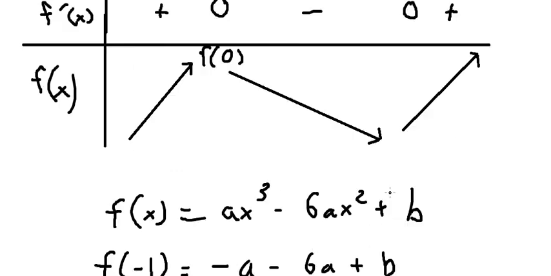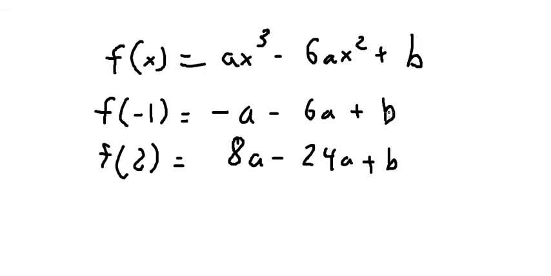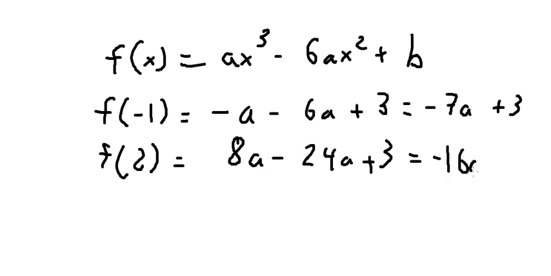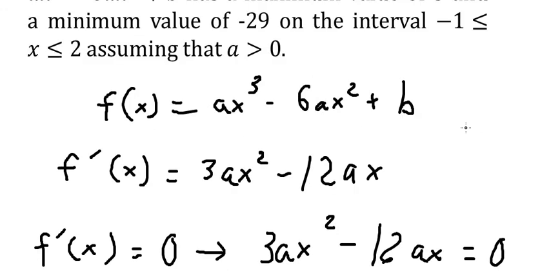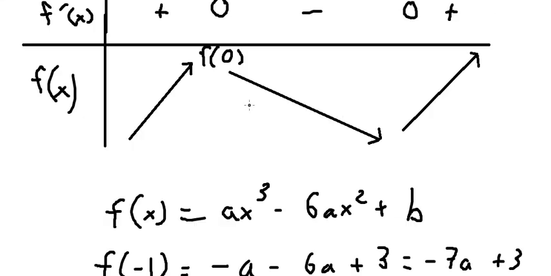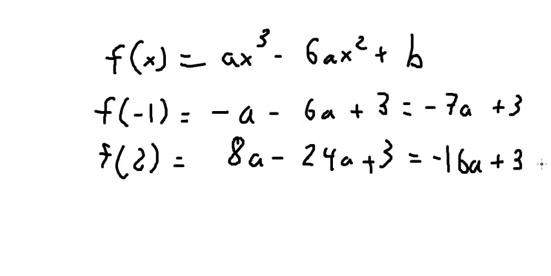About b, we got number 3. We put number 3 in here. Now we need to simplify. This one you got negative 7a. This one we got negative 16a plus 3. So the minimum we got negative number 29. So we put negative number 29 in here and here. So we can have two solutions of a.